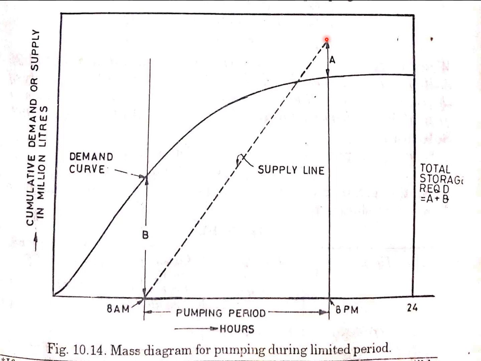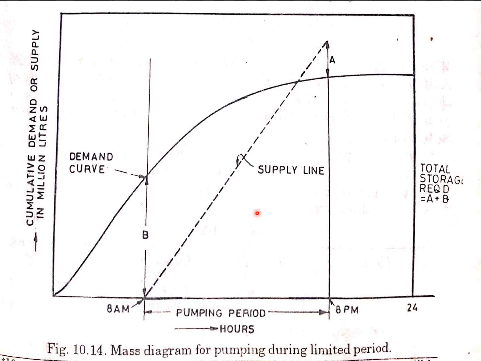So based on this method, can you see? Based on the line, this is the demand. Here the pumping is high. Now this is the demand, this is the supply, but the pumping required is high in B. Taking the two maximum ordinates, this is the storage capacity, A plus B.